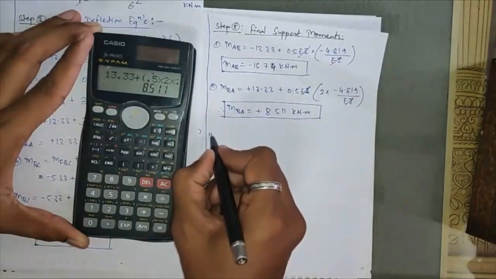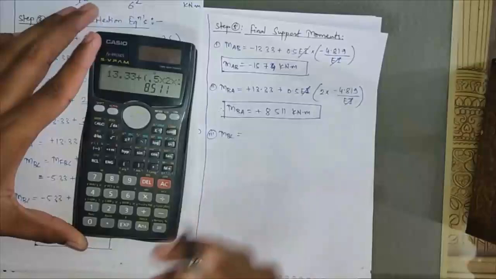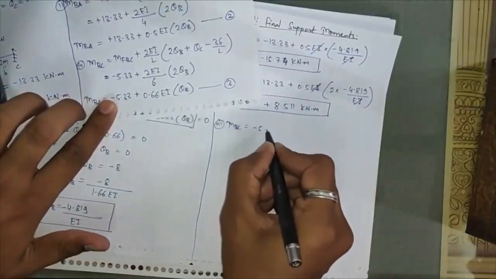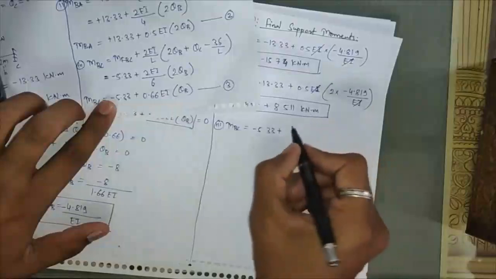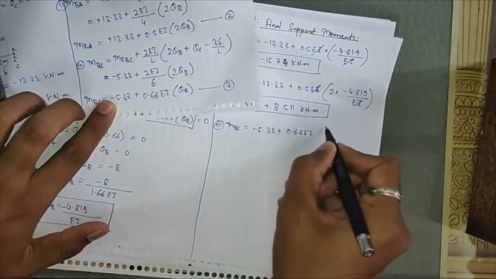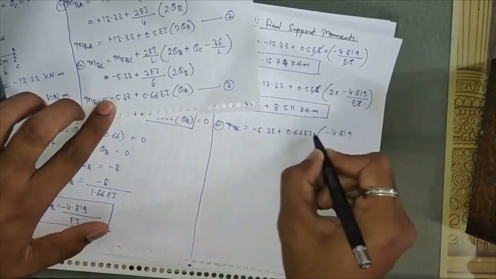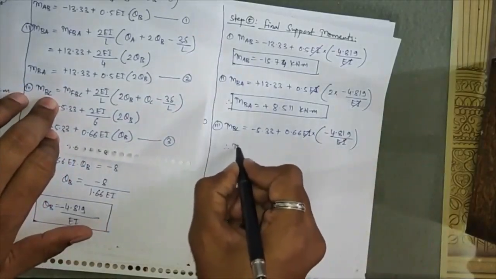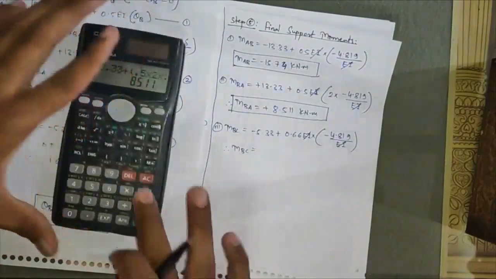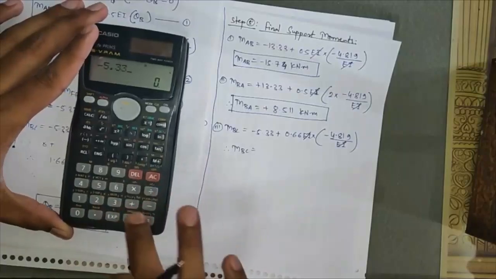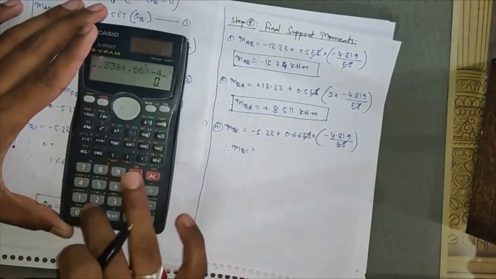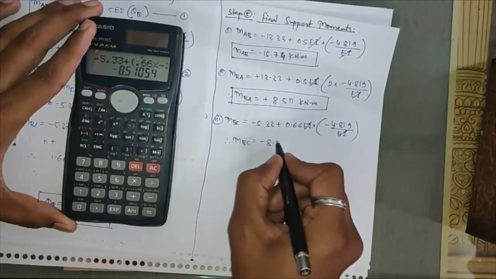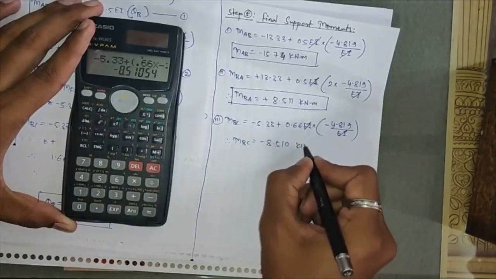Then the third value, MBC. The MBC equation is minus 5.33 plus 0.66 EI into theta B, that is minus 4.819 divided by EI. EI will get cancelled again, so MBC is minus 5.33 plus 0.66 into minus 4.819. That comes to minus 8.510 kilonewton meter.